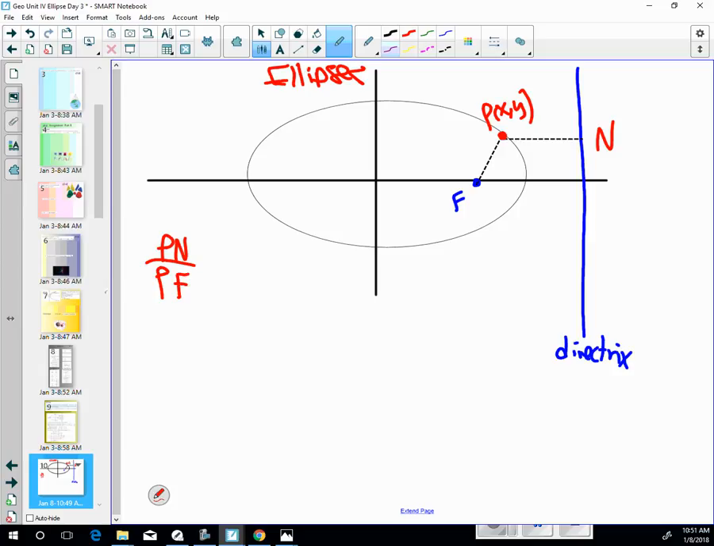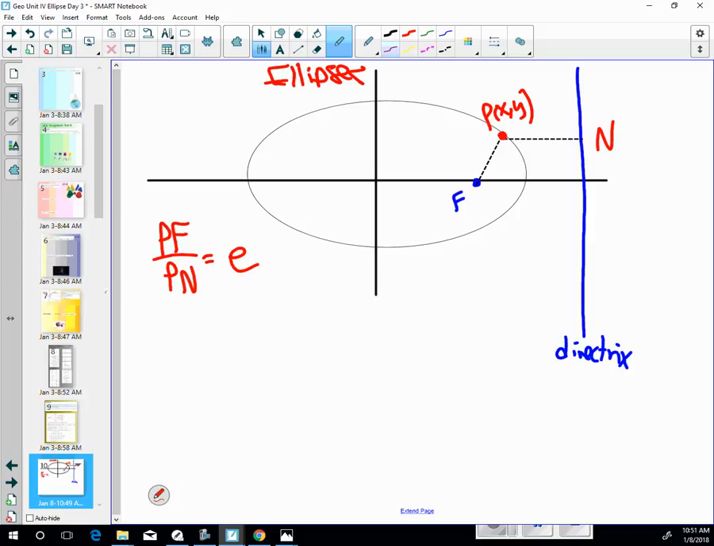Did I do that backwards though? I want to do it the other way. PF over PN. What's that going to be? It was before, it is today. Not 1. It was for the parabola, but it's still our eccentricity E.